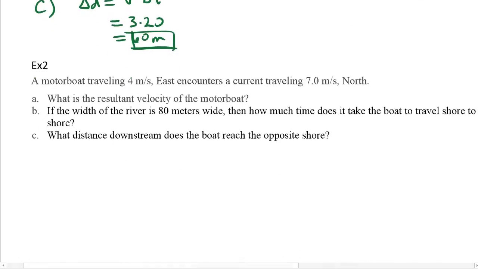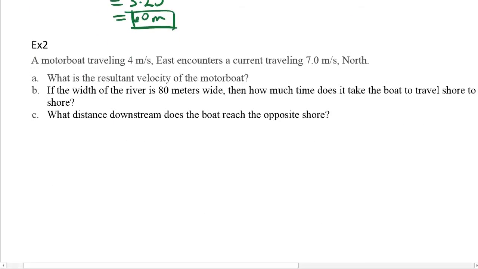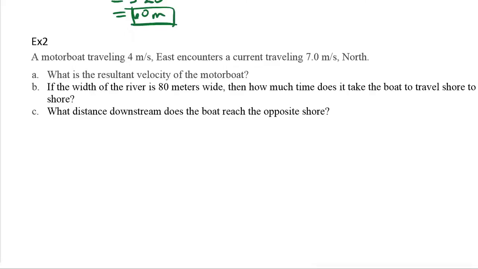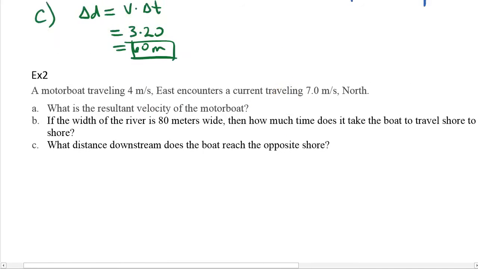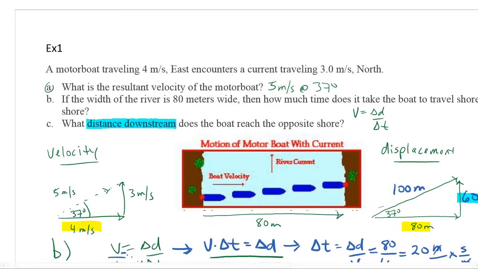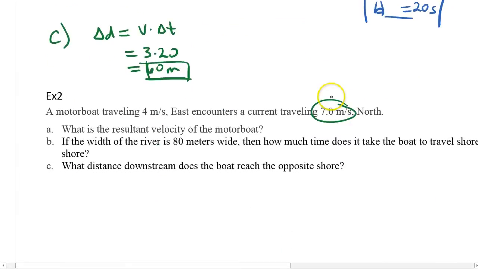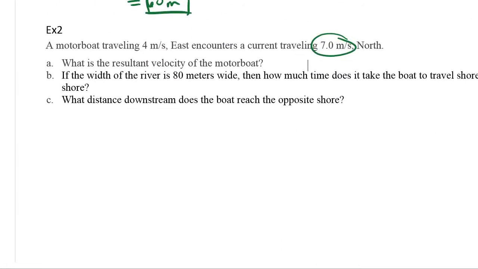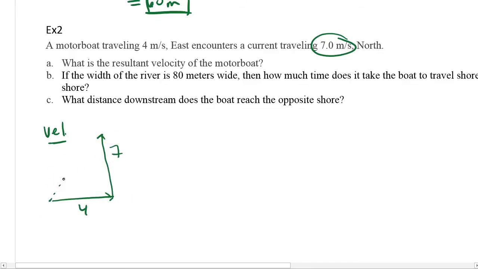Example number 2. And then I think there's a U-turn coming up because I've been talking for a while. This should be your turn pretty soon. A motorboat's traveling 4 meters per second east and encounters a current traveling 7 meters per second north. It's the same question. All that we've done is we've taken this 3 here and changed it for this 7. So first of all, what's the resultant velocity? I'll just do a very quick velocity diagram here. We have a 4, and now we have a 7. It looks like this, and here is my resultant.